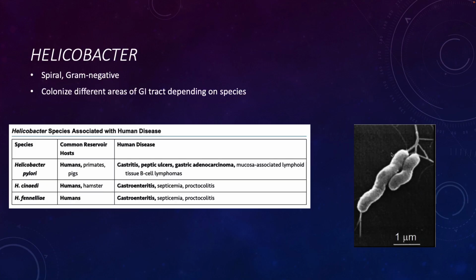The genus Helicobacter are spiral-shaped gram-negative organisms. You can see them in this micrograph right here. They usually have flagella to help with motility. Depending on the species, they can colonize different areas of the GI tract, but the major species that we will talk about is Helicobacter pylori, which is associated with gastritis, peptic ulcers, and is one of the few bacteria associated with cancer. Normally, when we talk about infectious diseases that cause cancer, we're talking about viruses, but this is a bacteria that can cause cancer.